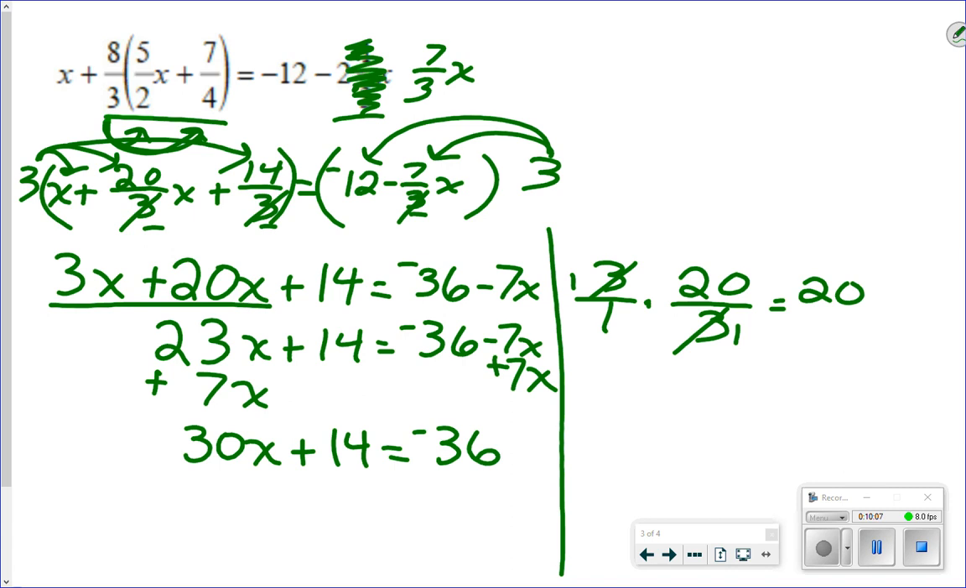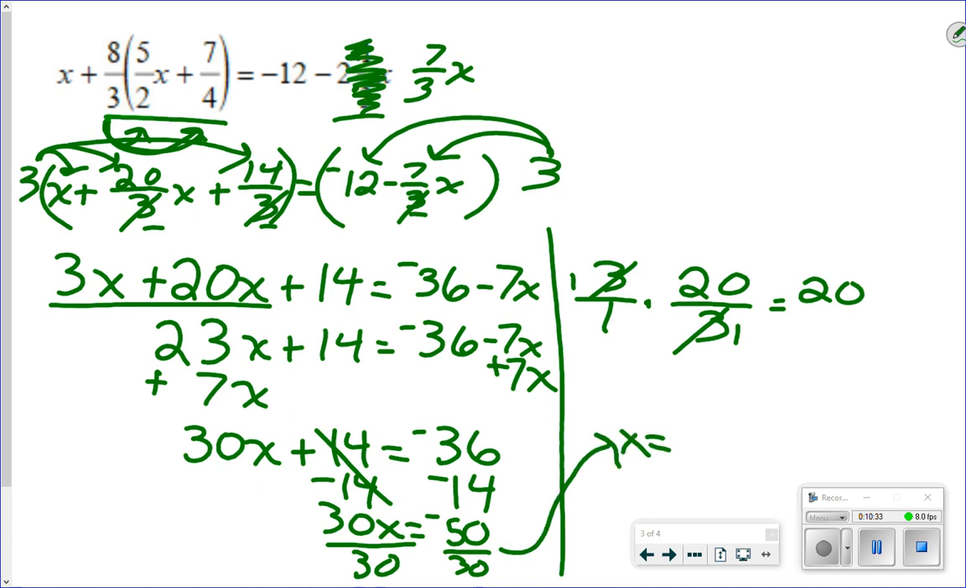Still have a negative 36 on the right. Now you work away from the variables, so we're going to subtract 14 from both sides to get rid of 14. They'll cancel out here. And this will be negative 50. And then we divide both sides by 30. And remember, 50 divided by 30 is just 50 over 30. So our answer is negative 50 over 30. But I can simplify that. They're both divisible by 10. So if I divide them both by 10, that gives me a negative 5 over 3. And that's my answer.